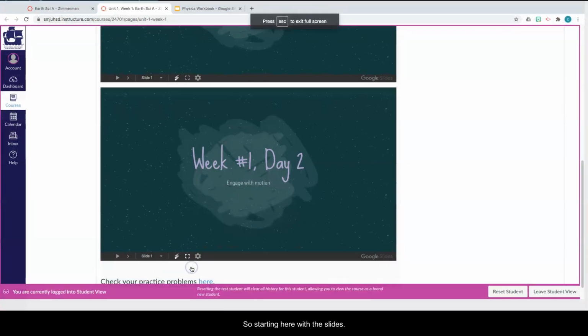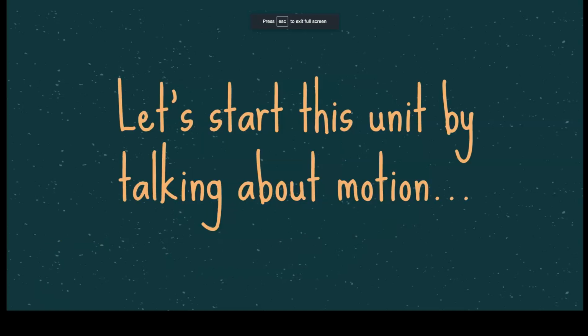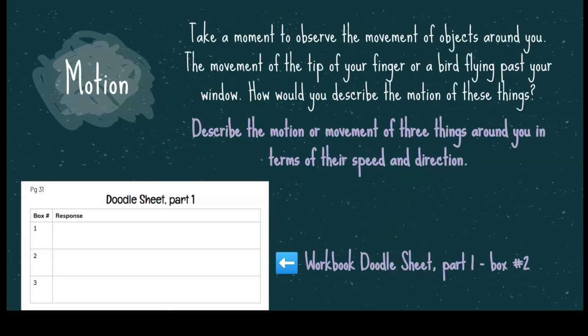So starting here with the slides, we're going to talk about motion. What I want you to do is take a moment to observe the movement of objects around you, the movement of the tip of your finger or a bird flying past your window. How would you describe the motion of these things? You can be looking into your house at animals, at family members, siblings, anybody who's moving around in your house. If there are bugs inside of your house, or looking on TV at the motion of a character or a cartoon, you're going to describe the motion or movement of 3 things around you in terms of their speed and direction.